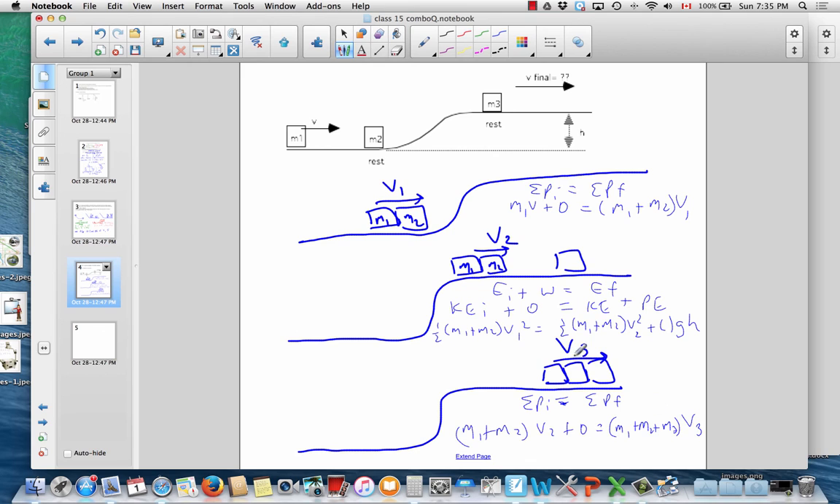Now we don't have any values for any of these quantities, so we can't actually work anything out, but we can say that first we have a collision that conserves momentum, then we have a slide up a ramp that conserves mechanical energy, then we have another collision that conserves momentum. So there's 3 analysis steps here. And so that's an introduction to combo questions, and you can see there's a little bit of an art to knowing how to split them up, and we'll work on some of these in class together tomorrow.